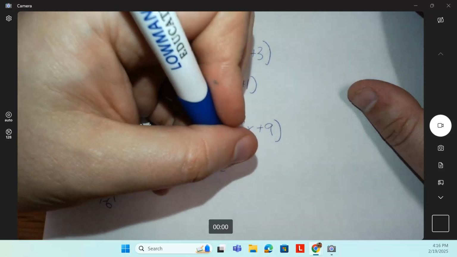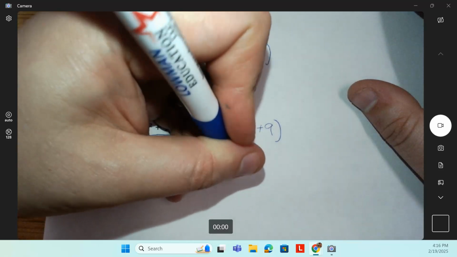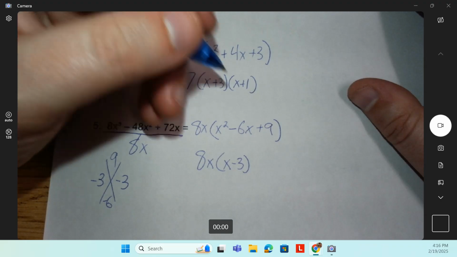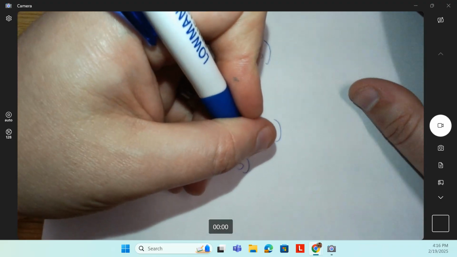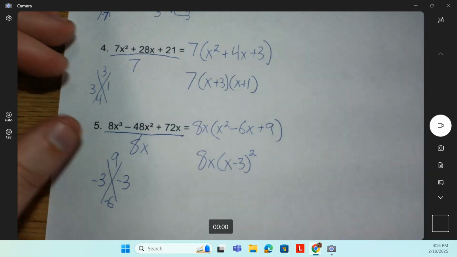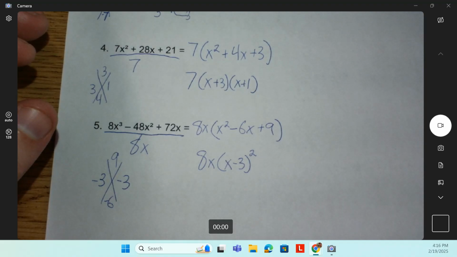So my factors would be x minus 3 and x minus 3, or we could just write it as 8x times x minus 3 squared. Or you could write it out twice. Either way works for you.